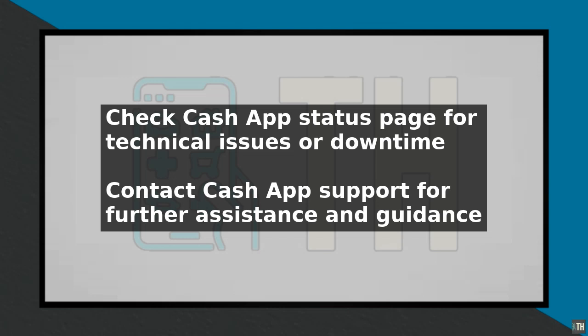If none of the above steps resolve the issue, contact Cash App support for further assistance. They will be able to provide more detailed guidance and help resolve the issue promptly. By following these steps, you should be able to quickly troubleshoot and fix the issue with your Cash App direct deposit not showing up.